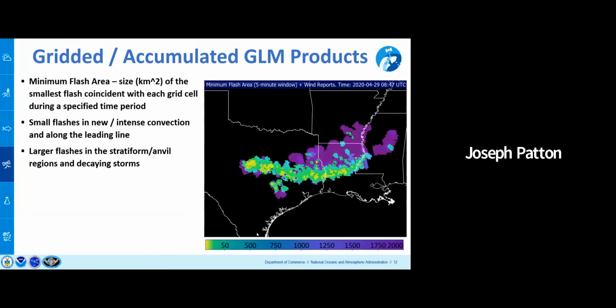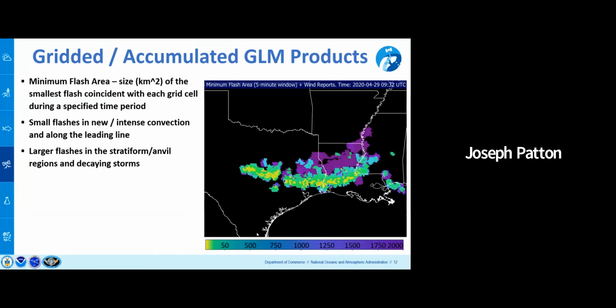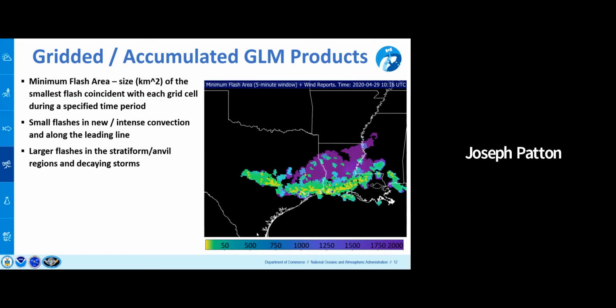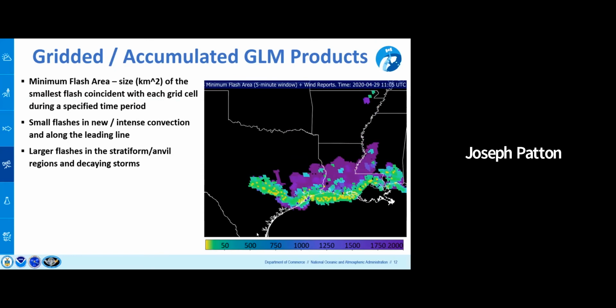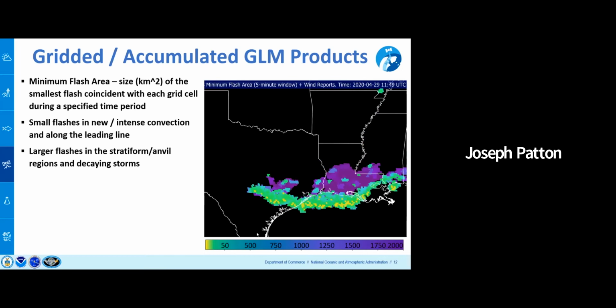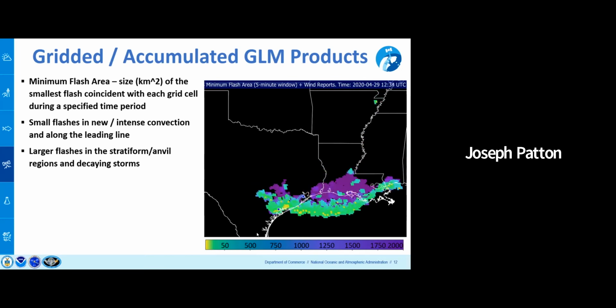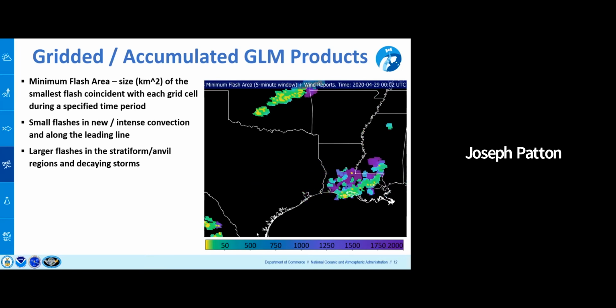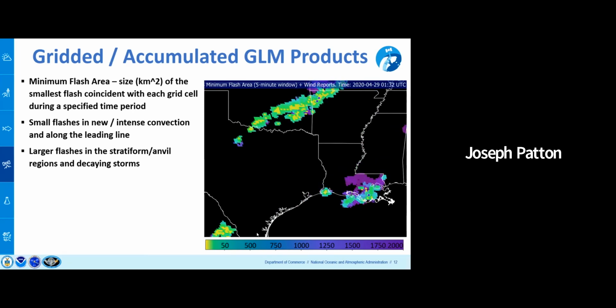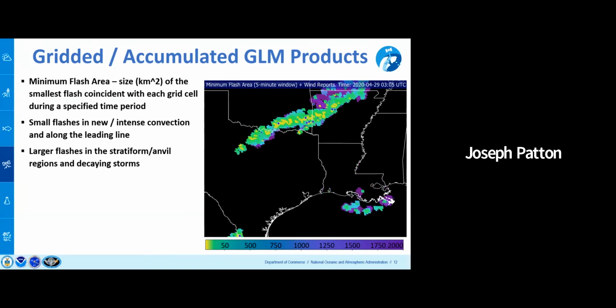And then those purple pixels, those are the very large flashes. And those are mostly occurring in the trailing stratiform region of this MCS. And what we've done here in this example is we've also overlaid those little blue circles, which are severe wind reports from the National Weather Service. And typically, but not always, those severe wind reports are pretty well co-located with the most intense parts of the updraft cores in this MCS, which you can identify from the gold or yellow MFA pixels. Next slide.